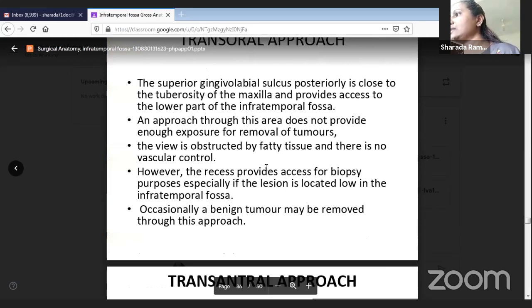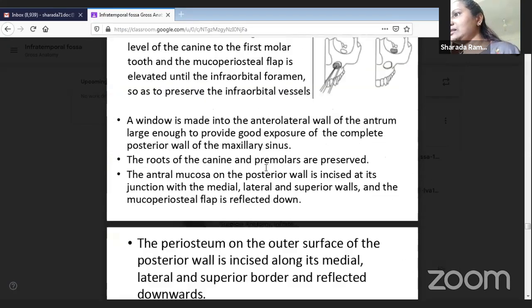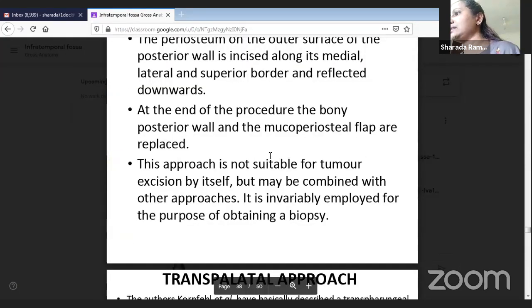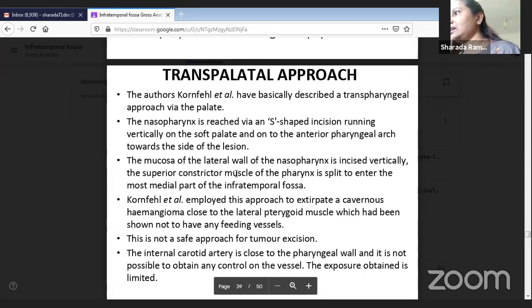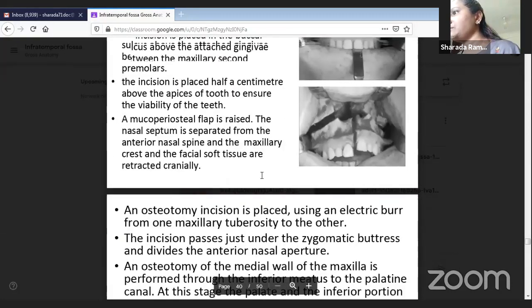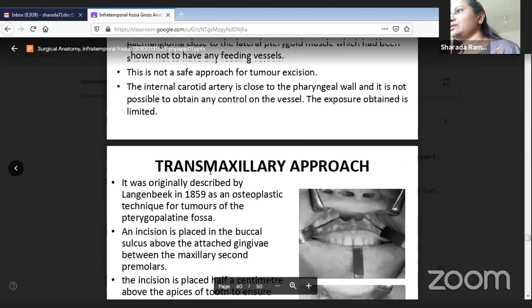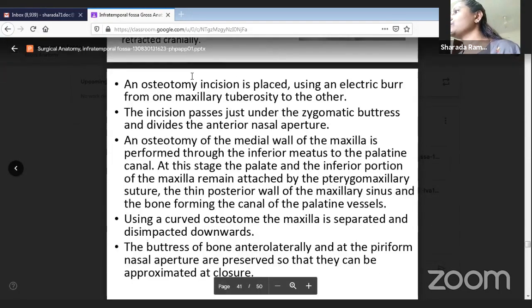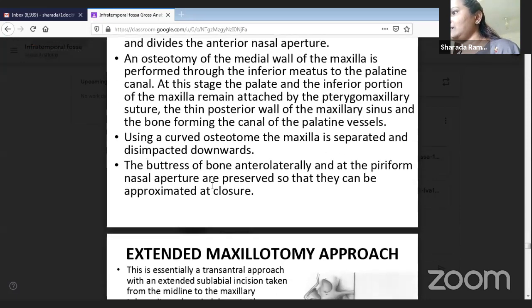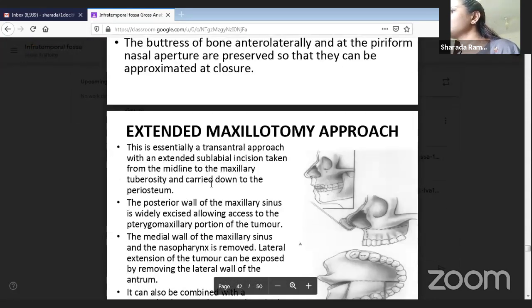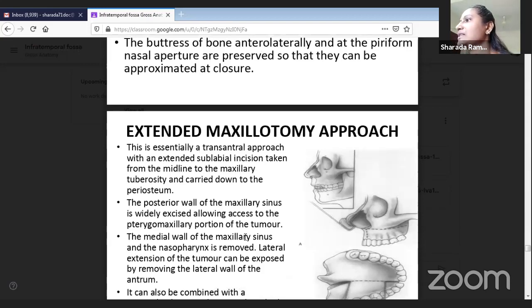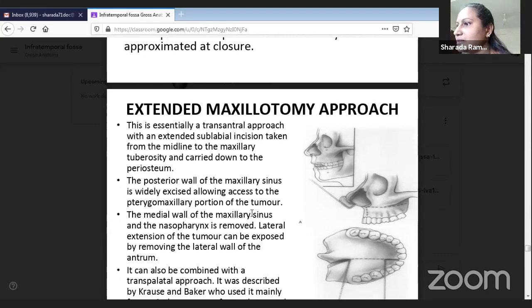So you have all these approaches present, the transpalatal approach, and this maxillary approach. You have to do the osteotomy. That is the main problem. Only the swing gives you a slight amount of maxillary cut, and then you get a good view. So that's why it is followed.